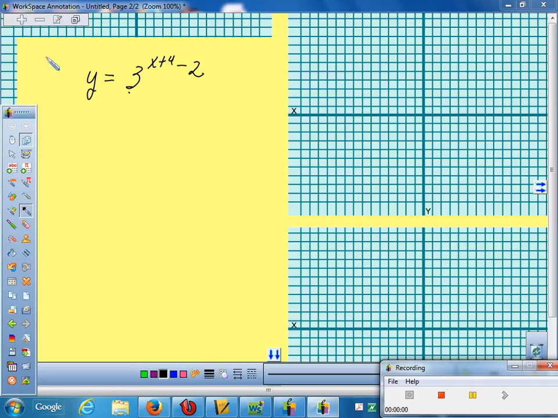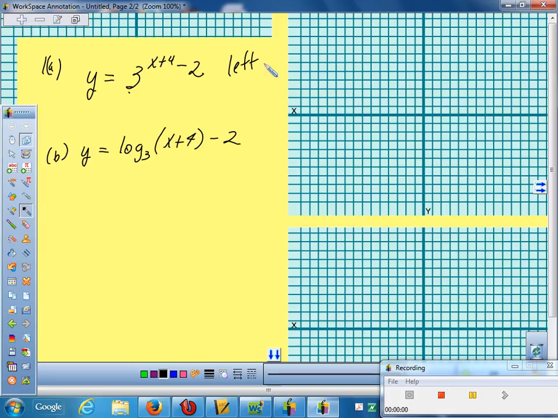This is like 1A. Notice, 1A and 1B go together. I am giving you a log base 3, same base number. It's got an x plus 4 in it and a minus 2. So where did this shift to? Left 4 down 2. We all know why left 4 down 2? Yeah, when the x is in a quantity, you change the sign. So we're left 4 down 2 for both of these.